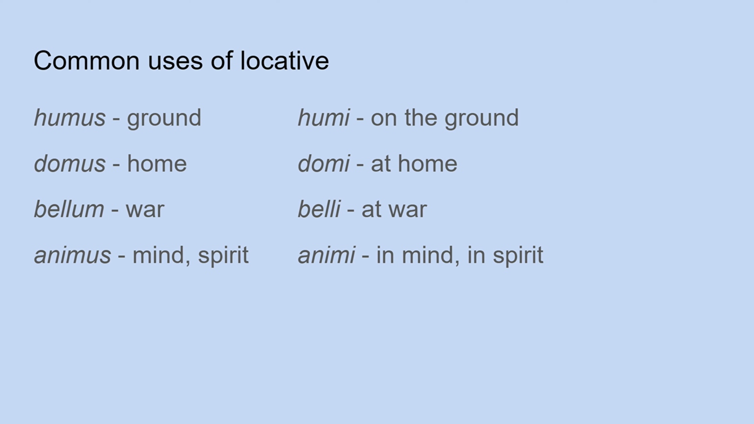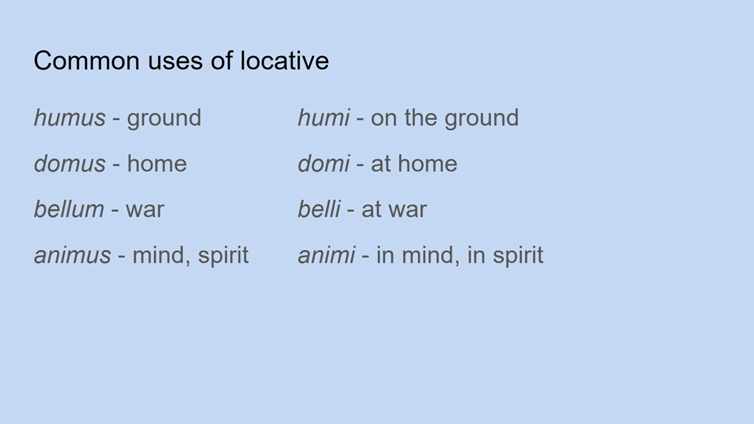So I have some very common nouns that you need to know in the locative. For example, humus means ground. Humi, using that second declension, is on the ground. Domus, home. Domi means at home. This is our locative sense. Bellum means war. Belli, at war. Animus, mind or spirit. Animi, in mind or in spirit. Now they are all fourth or second declension nouns.